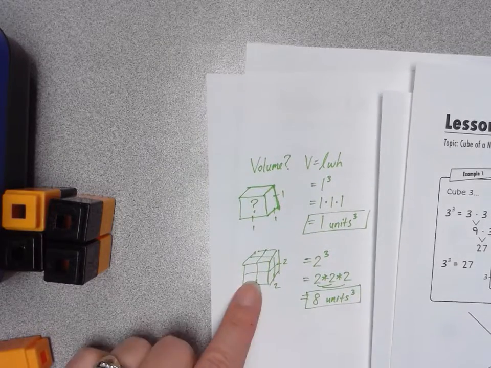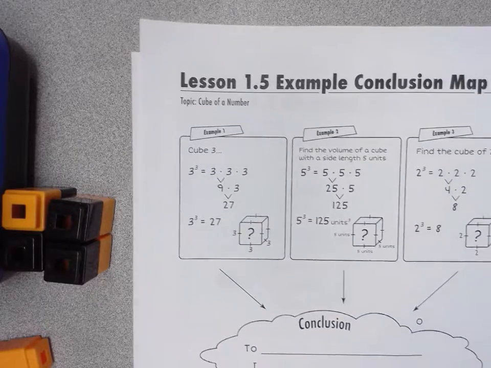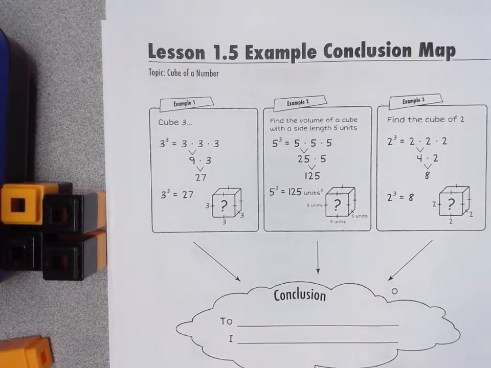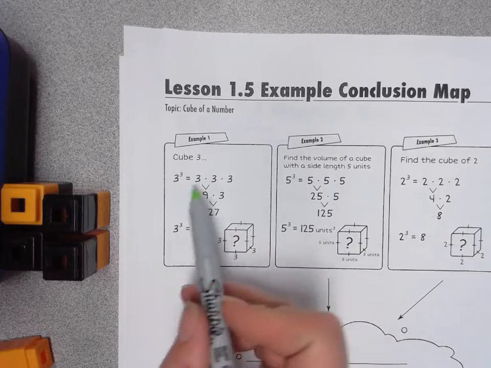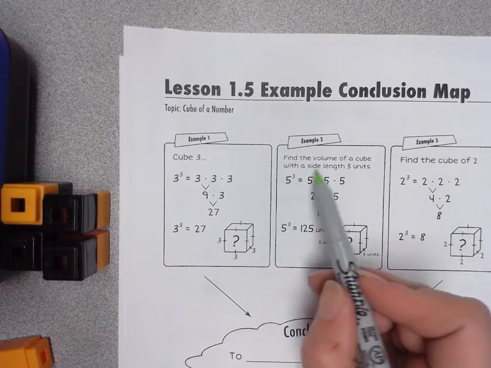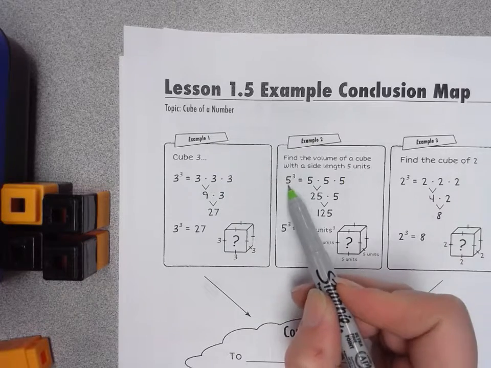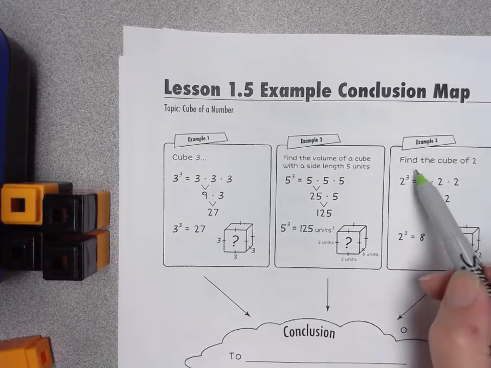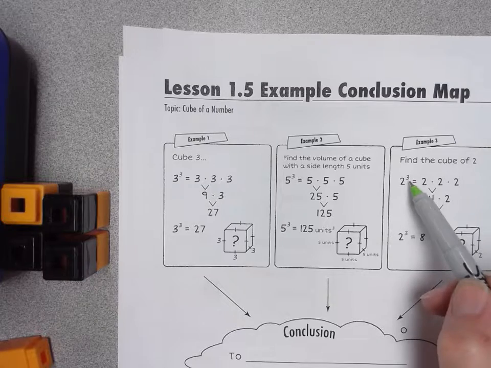And again, this is a pictorial approach. Next we move to the abstract, the rule. So here they say cube 3. They wrote 3 to the 3rd power. For this one they say find the volume of a cube with a side length of 5 units. They wrote 5 to the 3rd power. And this one says find the cube of 2. They wrote 2 to the 3rd power.